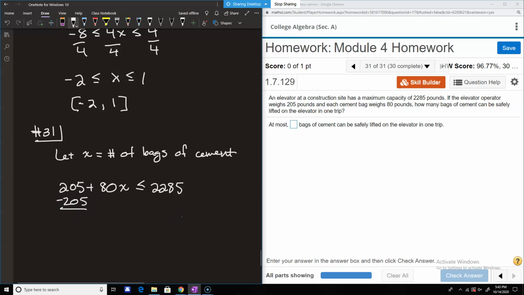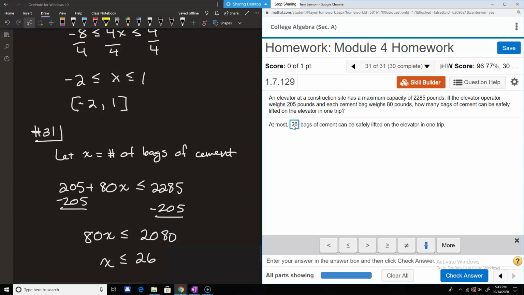So I subtract 205. So I get 80x is less than or equal to 2080. Is that right? 2080, excuse me. So 26 would be the maximum if I did my mental math right.